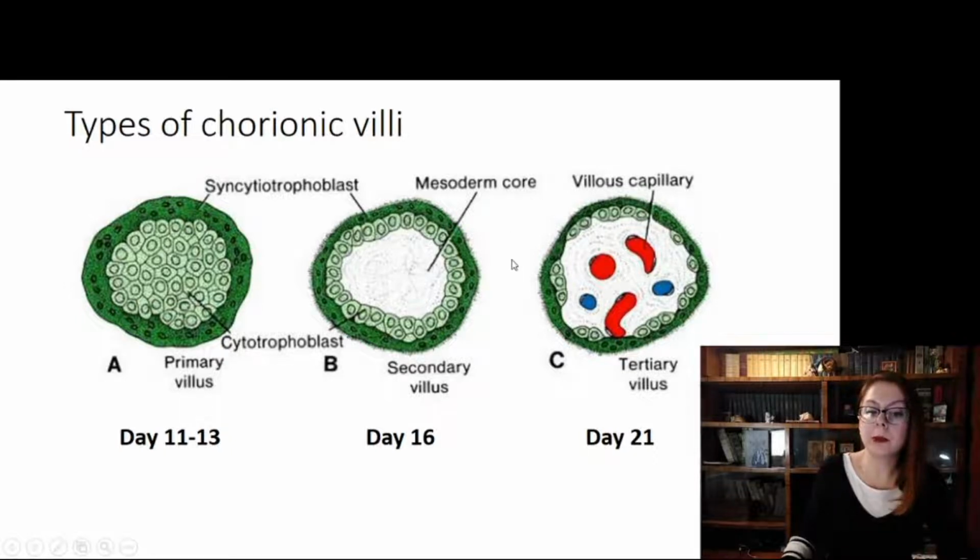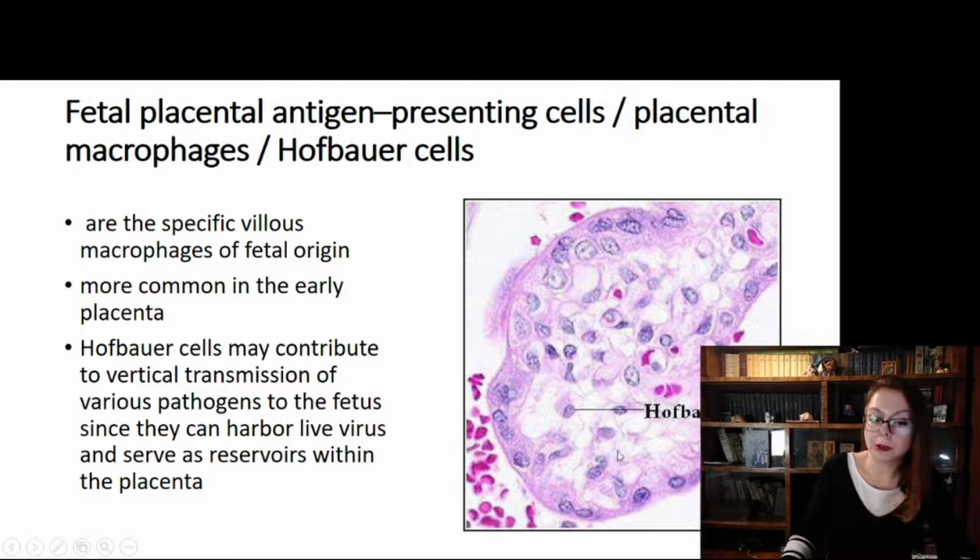Okay, then talking about villi, talking about the mesenchymal core, we have to say that among those cells, one population is especially important. These are the Hofbauer cells. They have also the names placental macrophages or fetal placental antigen presenting cells. So the Hofbauer cell is widely spread. What you should remember and keep in mind is that these are cells of fetal origin. Of course, they are inside the chorionic villi.